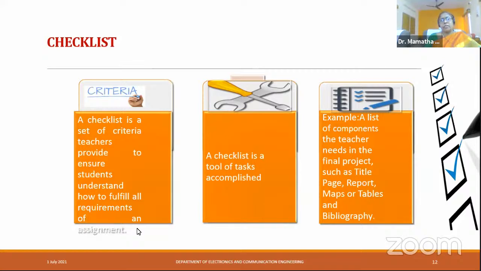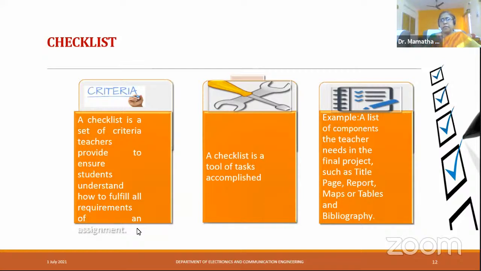Have we given any checklist so far in our regular academics? Yes, we have given. Whenever a student submits a project report and all that, we tell them, okay, you should see that you have this front certificate, and then the list of chapters, and then abstract, report, then maps, tables, bibliography, all this should be there. Like that, we mention the list accordingly, they will submit. If we don't mention the list, they will not follow it.